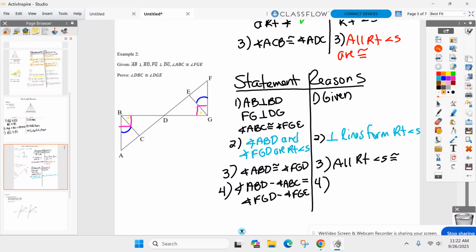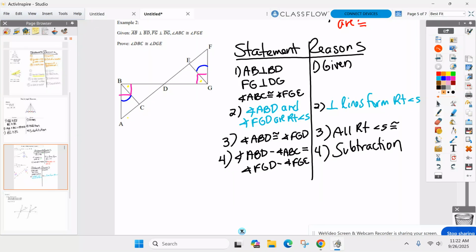What am I doing here? Subtraction, right? Are you writing subtraction or are you writing substitution? And then you guys know what comes right after a subtraction or addition? Automatic substitution. Questions?